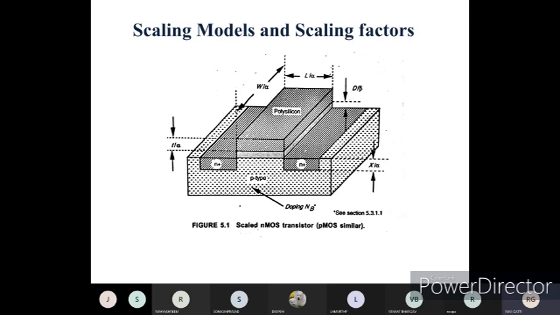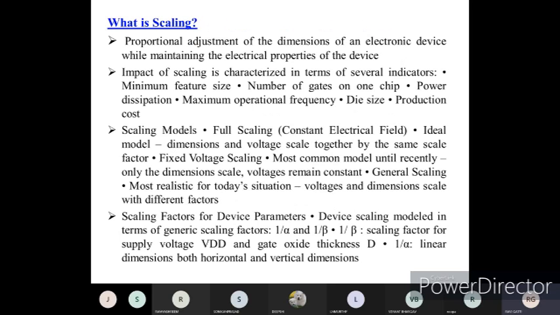One more important thing you need to remember is that for the constant field model we will be using beta equal to alpha, and for the constant voltage model we will be using beta equal to 1. With this intention, we studied several factors yesterday.